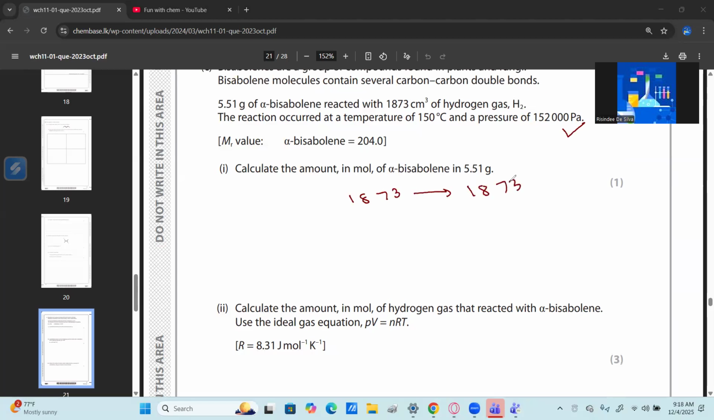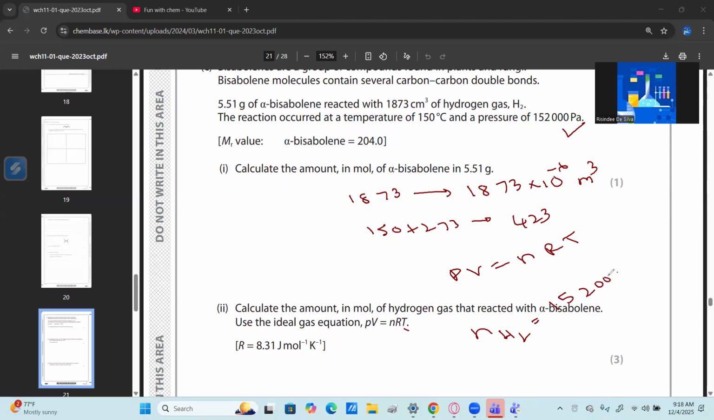Into 10 to the power minus 6 cubic meters. Then temperature should be in Kelvin. Here it's 150 plus 273. You get it as 423. Then we can easily apply PV equals nRT to find the number of moles of hydrogen. 152,000 into 1,873 into 10 power minus 6 divided by 8.31 into 423. So the moles of hydrogen will be 0.0809 moles.